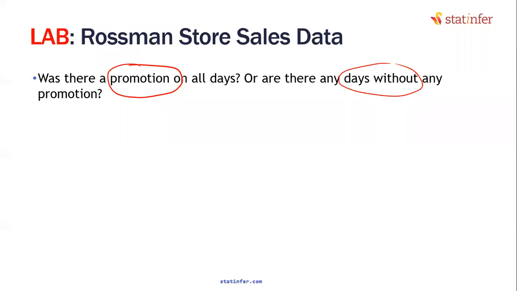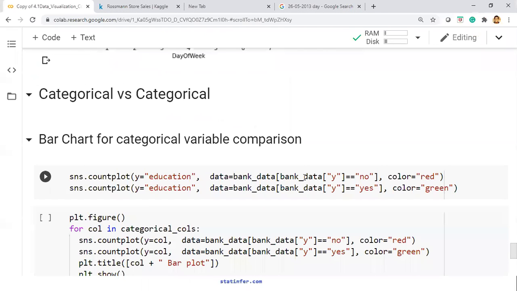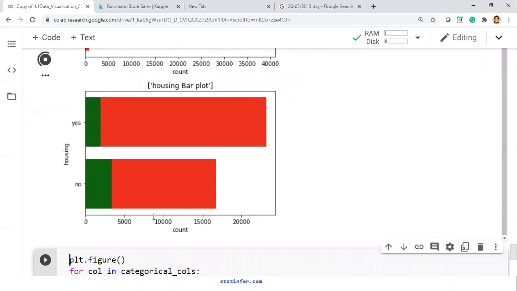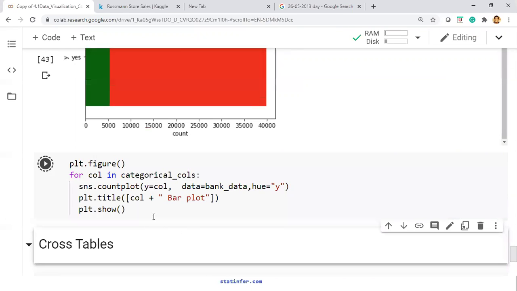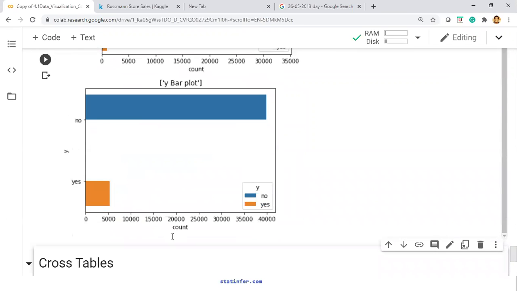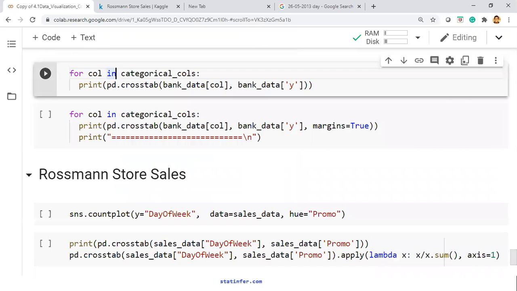Promotion, yes or no, is a category. Day is also a category. Quickly, we will look at this. Here we just understood in this example how to read a category versus category. Direct cross tables also you can create.